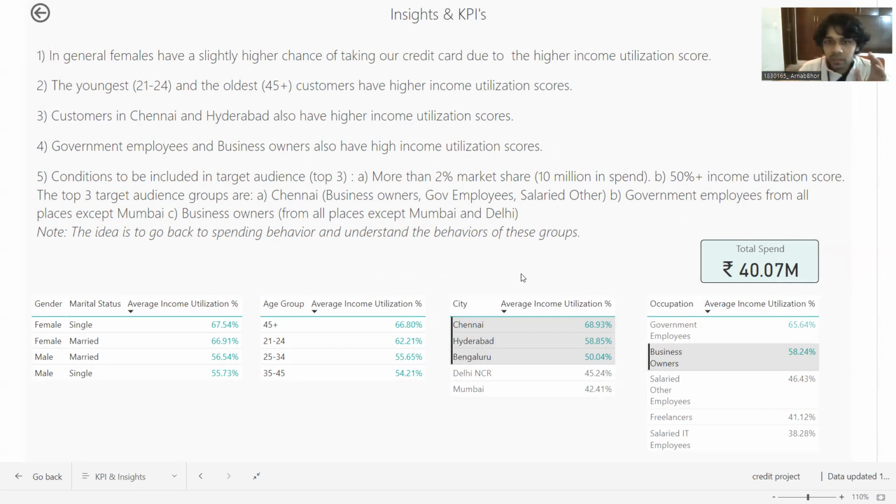Now, what we want to do is go back to the spending behavior and analyze as per these three segments. Like, what is their spending behavior like? So let's do that, right? Just remember the categories. The first category was people from Chennai who are business owners, government employees, or other salaried.